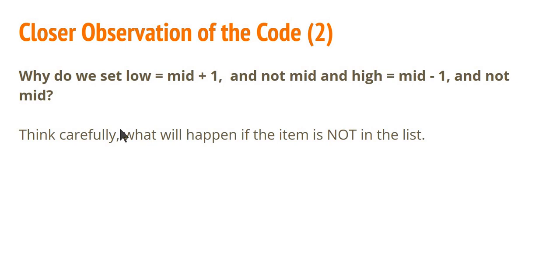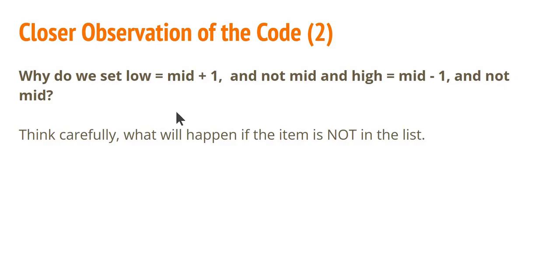In our binary search code, you may recall that we are setting low to mid plus 1 and high to mid minus 1 in case we have not found the item. Now, the question that comes up is why mid plus 1? Why not mid? Why mid minus 1 and why not mid again?